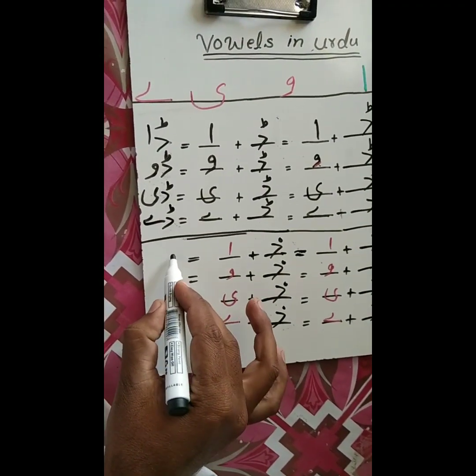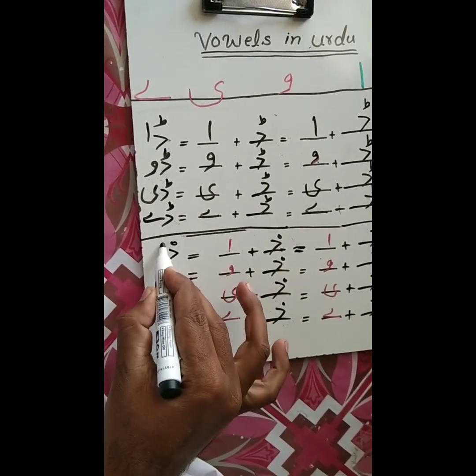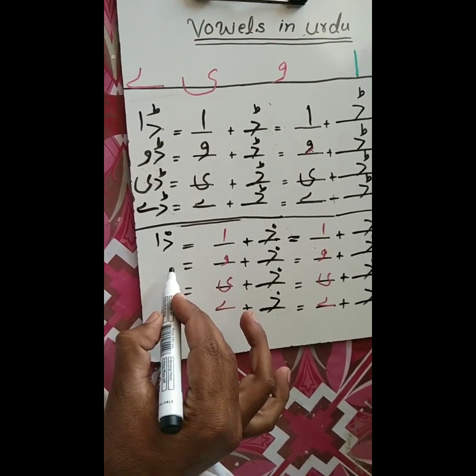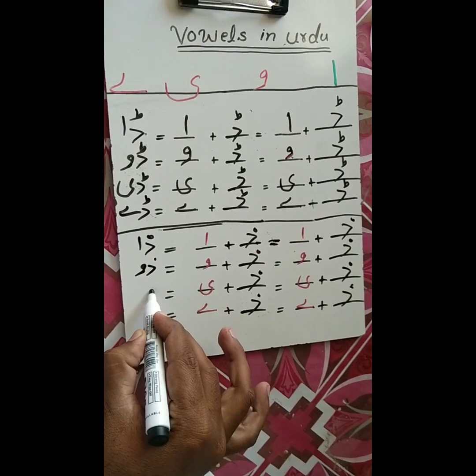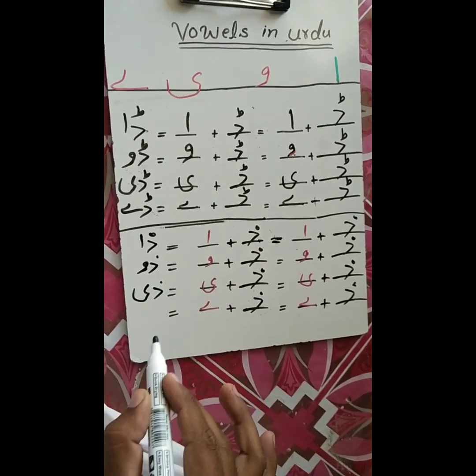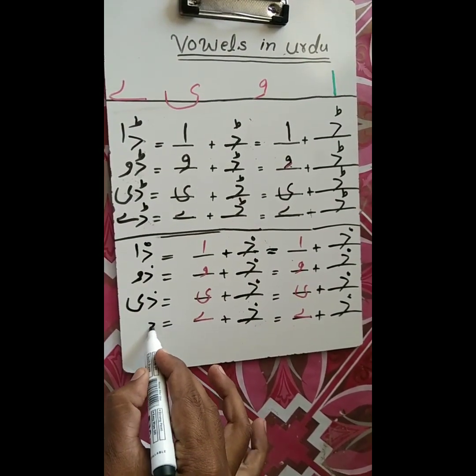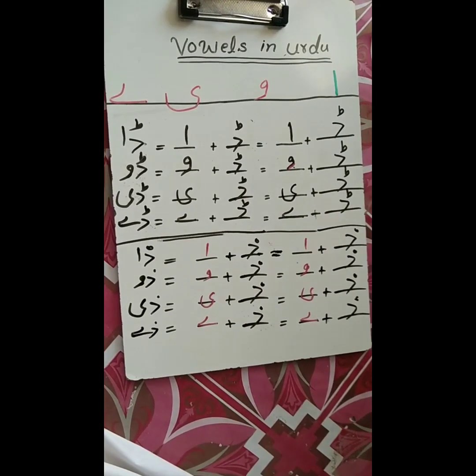When we combine with zal alif za. With wa we get zal wa zo. With choti a we get zal choti a zi. With badi a we get zal badi a ze.